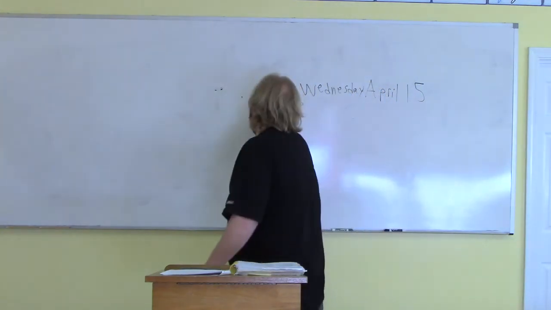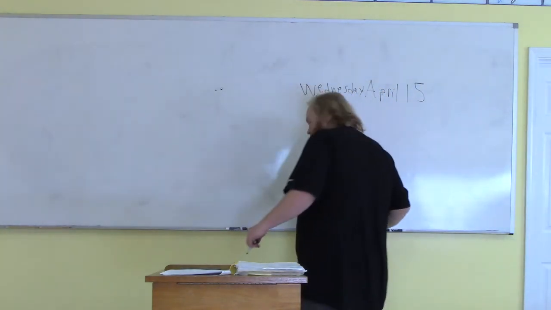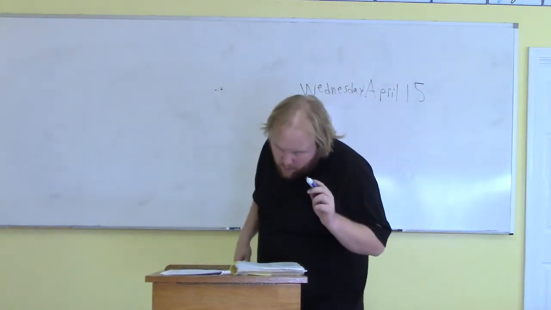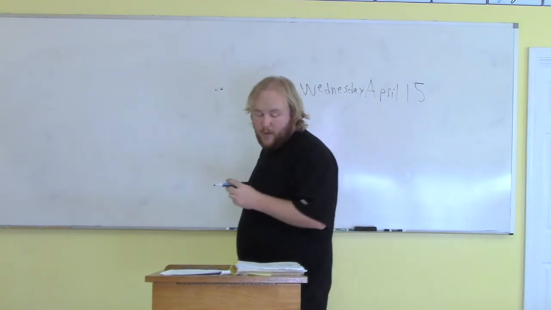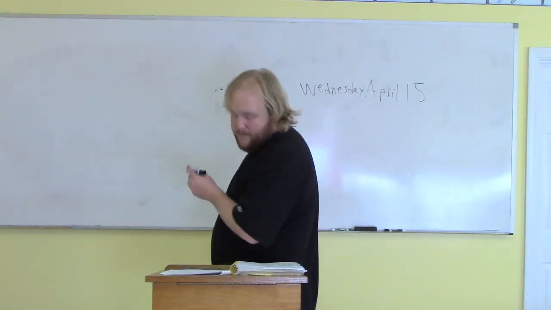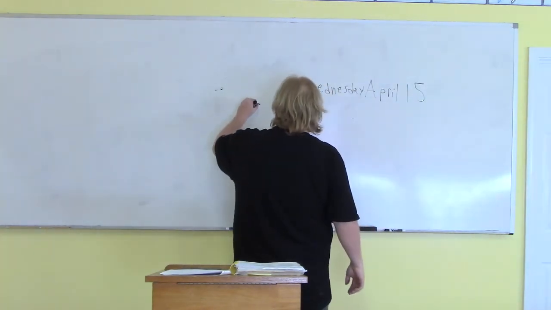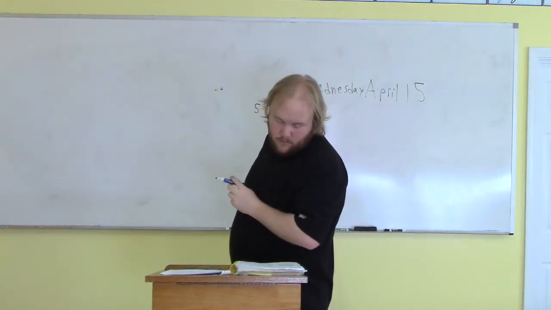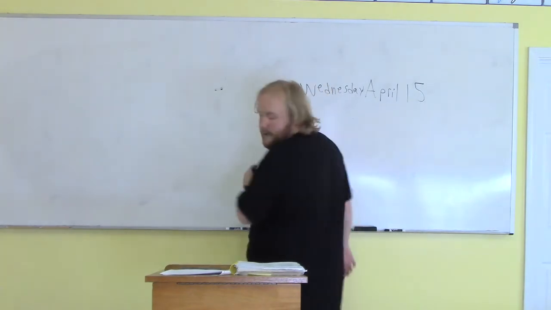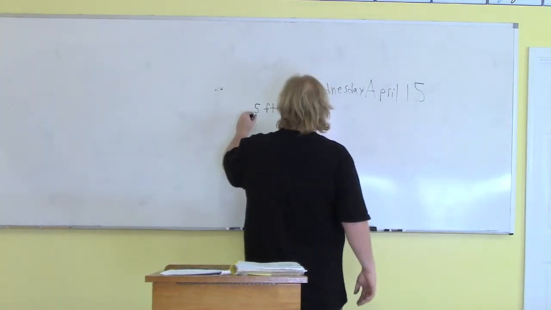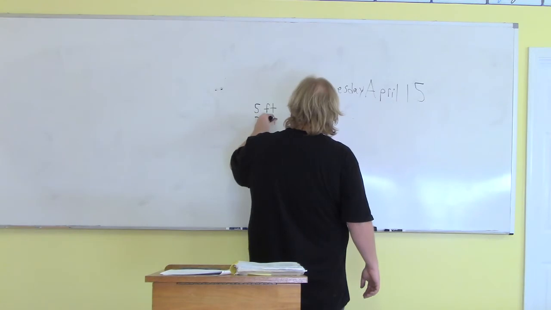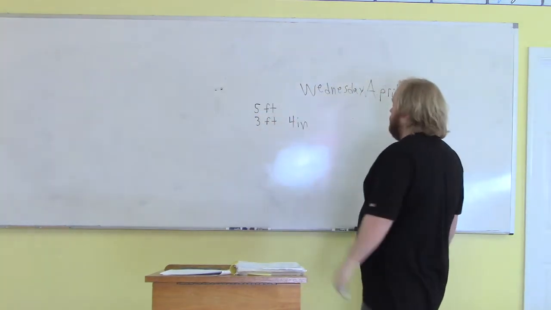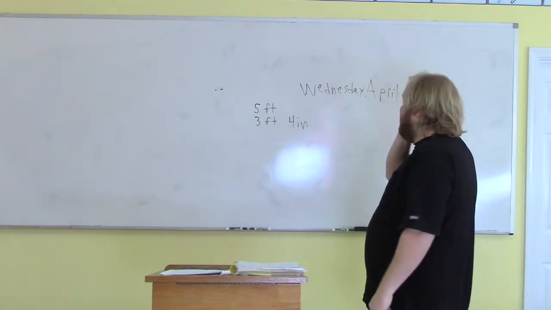Alright. Pretty straightforward. That one you didn't have to borrow anything. Let's look for one that you have to borrow on though. Okay, we'll do B is one. Alright. So we've got 5 feet minus 3 feet and 4 inches. Alright, so there's no inches over here, so we're going to have to make some inches. We're going to have to borrow.